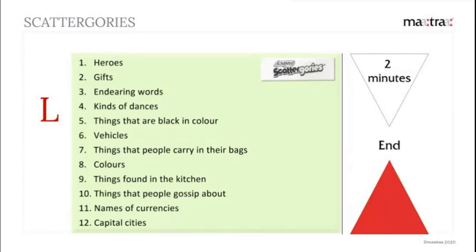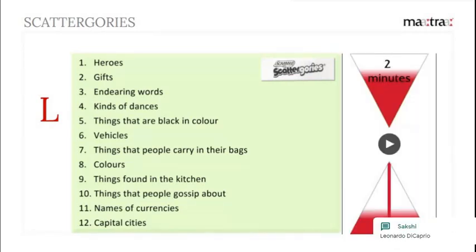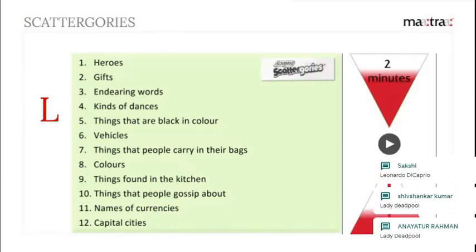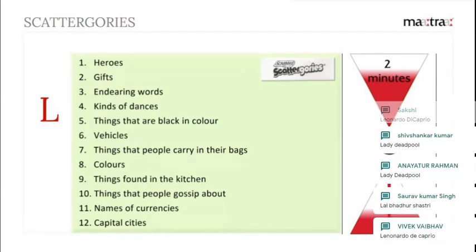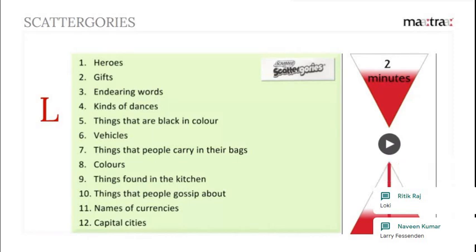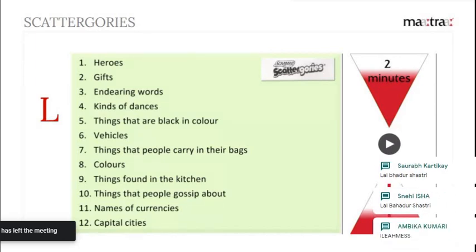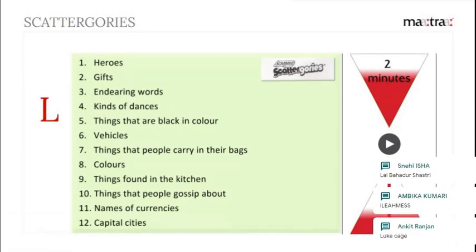All right. Heroes with the letter L. Leonardo DiCaprio. Who's Lady Deadpool? Deadpool, I know. Who's Lady Deadpool? Leonardo DiCaprio, Larry Fessenden, Loki. I have no idea who Larry. Luke Puri. Huh? Larry Page. All right. Lal Bahadur Shastri. Very nice. Okay, a hero for me would be someone like a lifeguard. What do you all think of that? Luke Cage. Oh, that's nice.